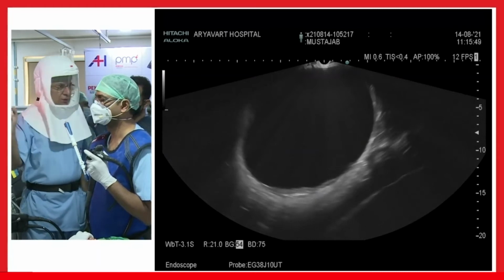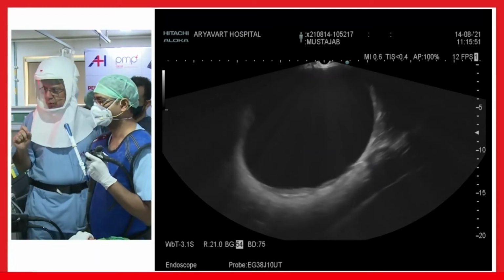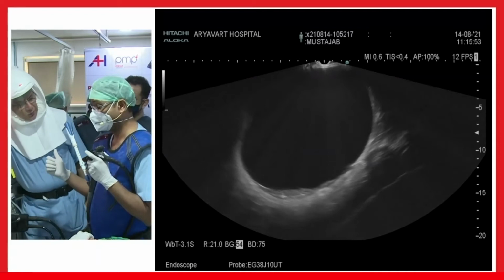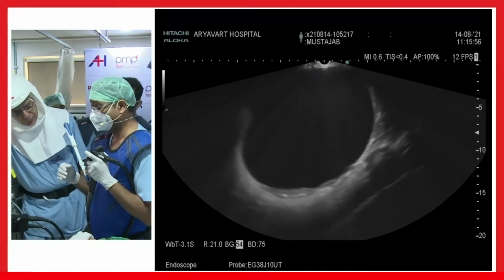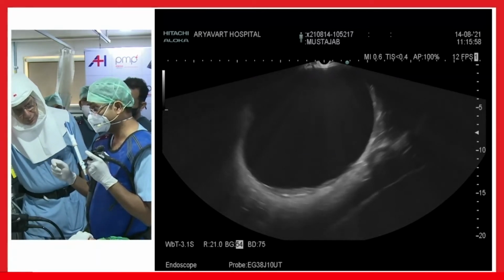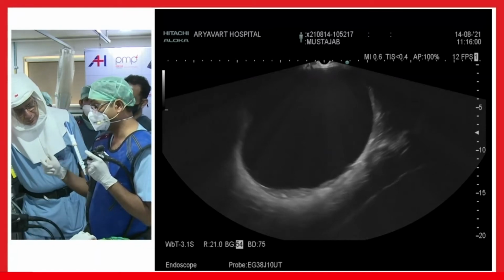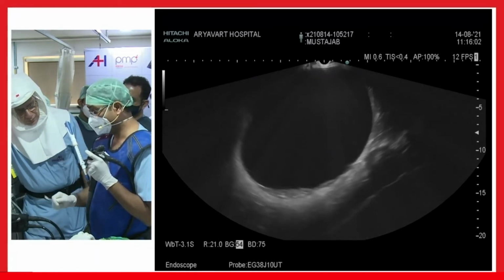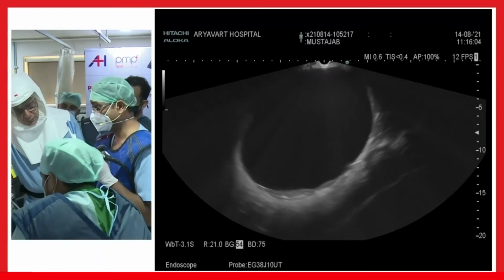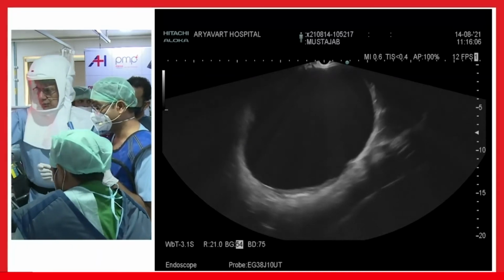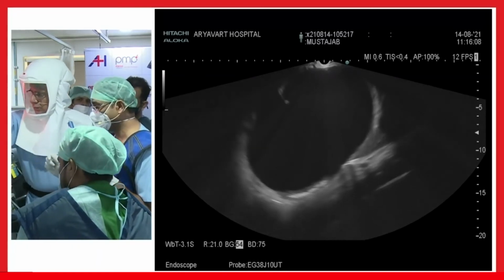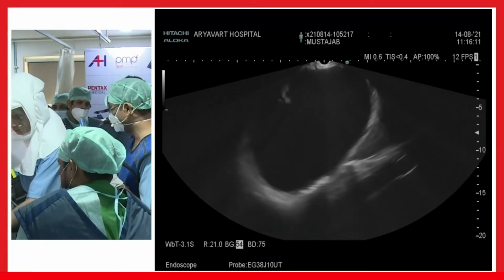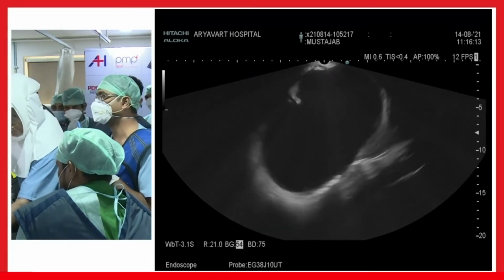We are asking some assistant to hold the scope. That's an important point. As you become more experienced, I think you can handle that. But in the initial period of your career, if your scope position moves slightly here and there, then your visibility will be lost. So it's important that your scope should be fixed.